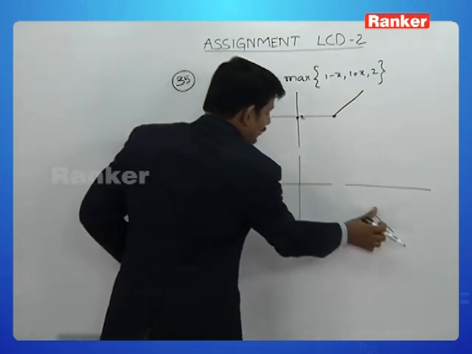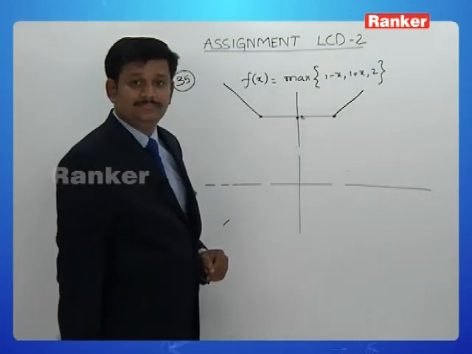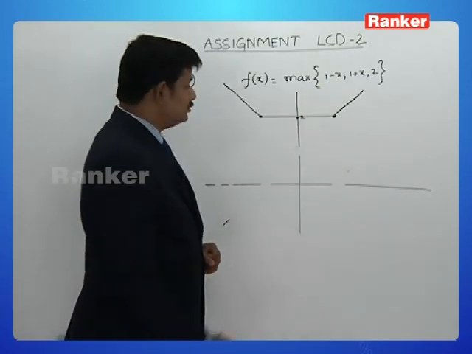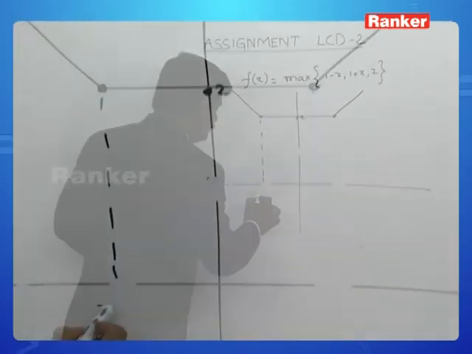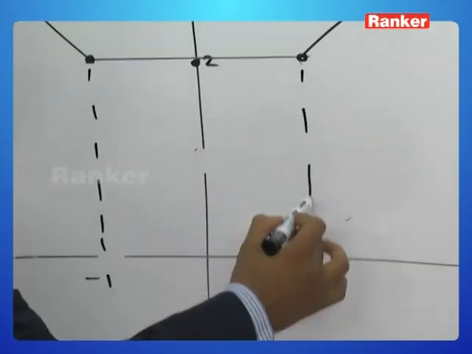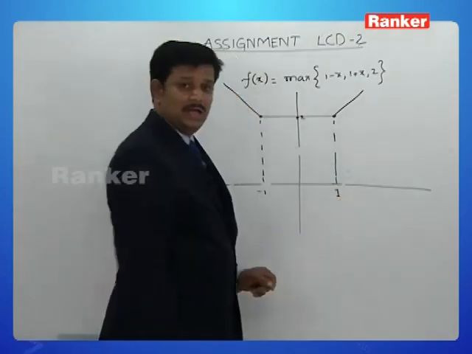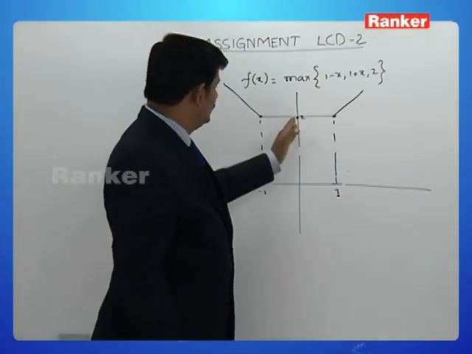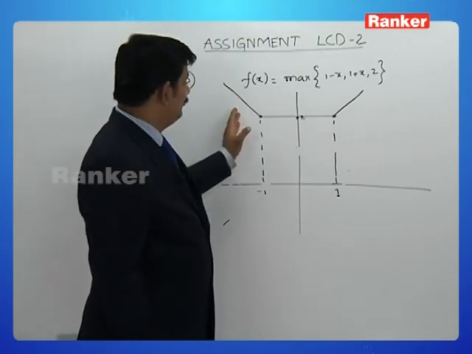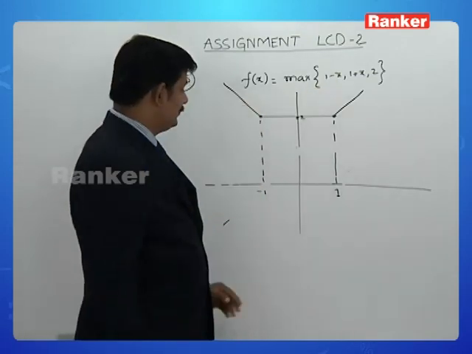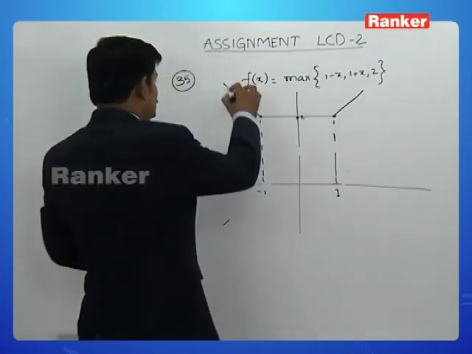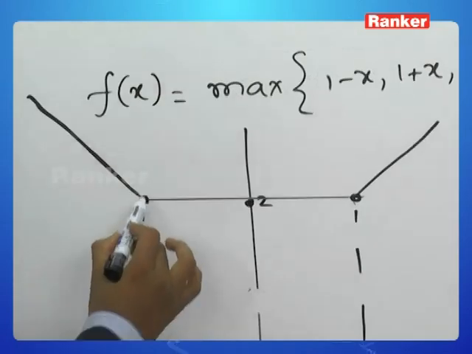So, now we can define f of x. 1 minus x becomes 2 at x equal to minus 1. 1 plus x becomes 2 at x equal to 1. Between minus 1 and 1, f of x is 2. When x is less than minus 1, f of x is 1 minus x. When x is greater than 1, f of x is 1 plus x. So, this is the graph of f of x.